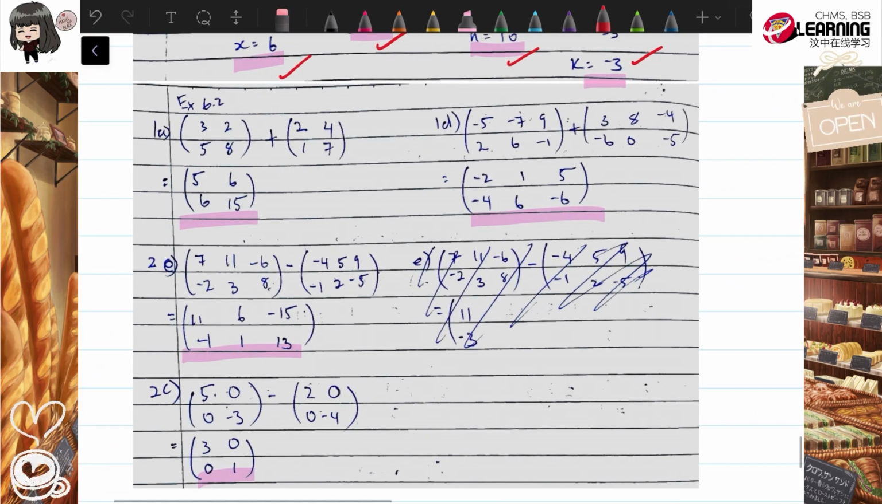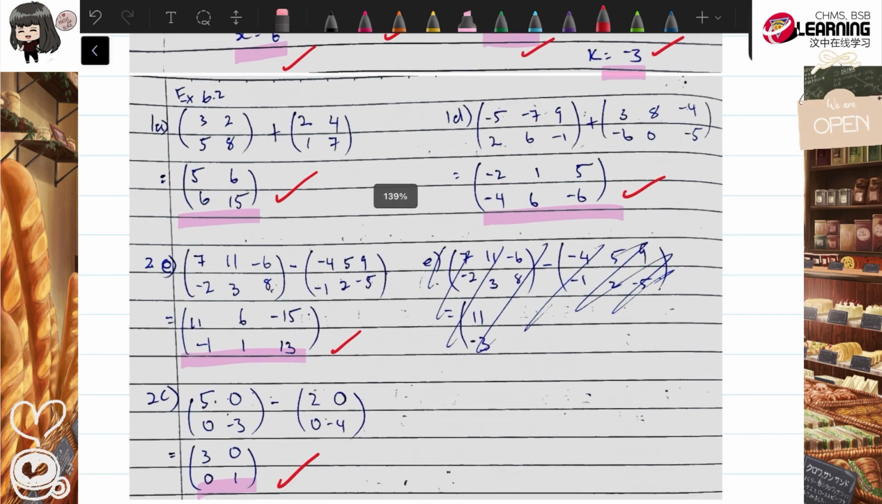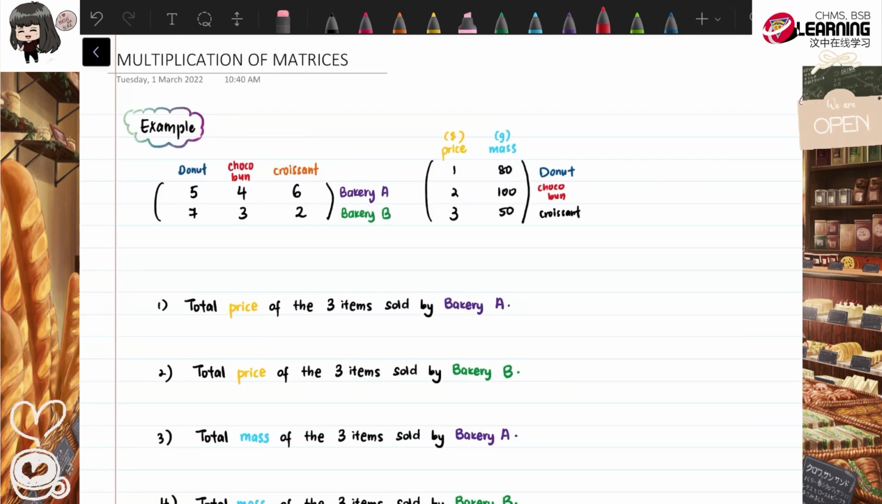Let's look at 6.2. 6.2 is just addition and subtraction. All the 4 answers here are correct. This is C and this is E. So for addition and subtraction, you can just plus and minus on the same row, same column. Now let's look at the multiplication of matrices. Multiplication is a little bit complicated compared to addition and subtraction. Addition and subtraction are much easier because you plus and minus according to the row and the column. But multiplication is very different.